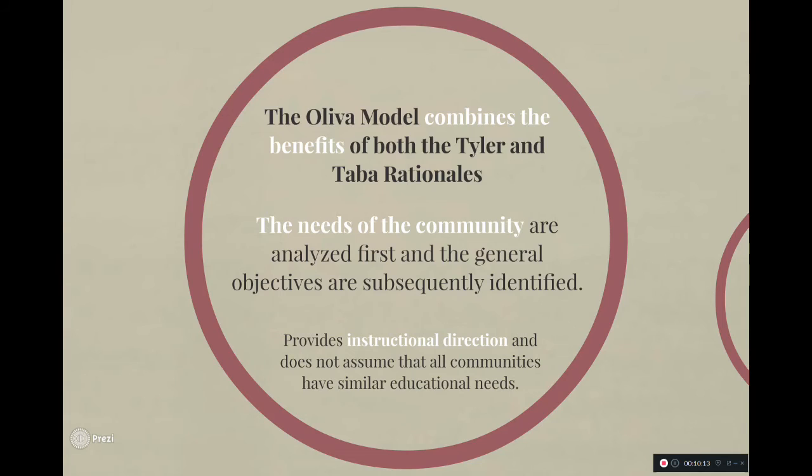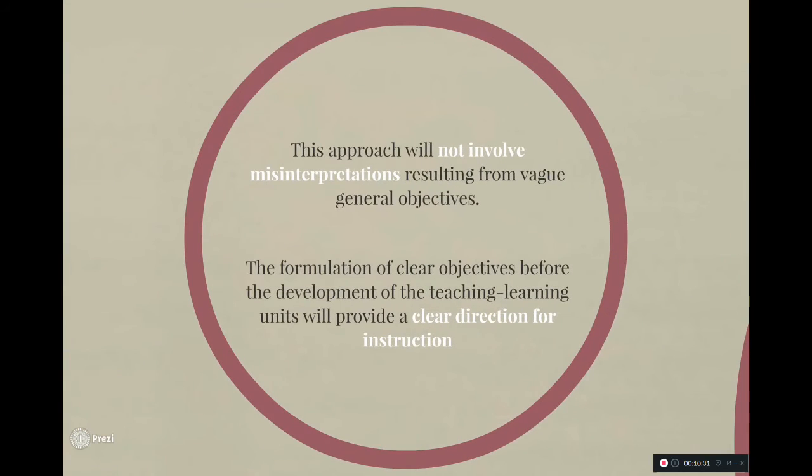Like the Tabo model, the needs of the community are analyzed, but instead of going directly into the development of teaching learning units, main educational objectives are first determined. This provides instructional direction and does not assume that all communities have similar needs. Unlike the Tyler rationale, this approach will not involve misinterpretations resulting from vague general objectives, as the objectives obtained will be clearly directed towards the needs of the community.